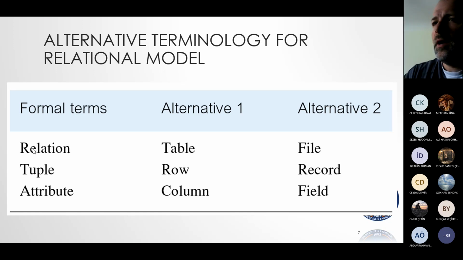Back to this. A relation will also be called a table. It could also be called a file. So it's based on the old file-based system, which is why that third alternative is there. I will probably use table most often and relation less. I will probably rarely use the word file for this, but I do want you to know that a relation and a table are the same thing.